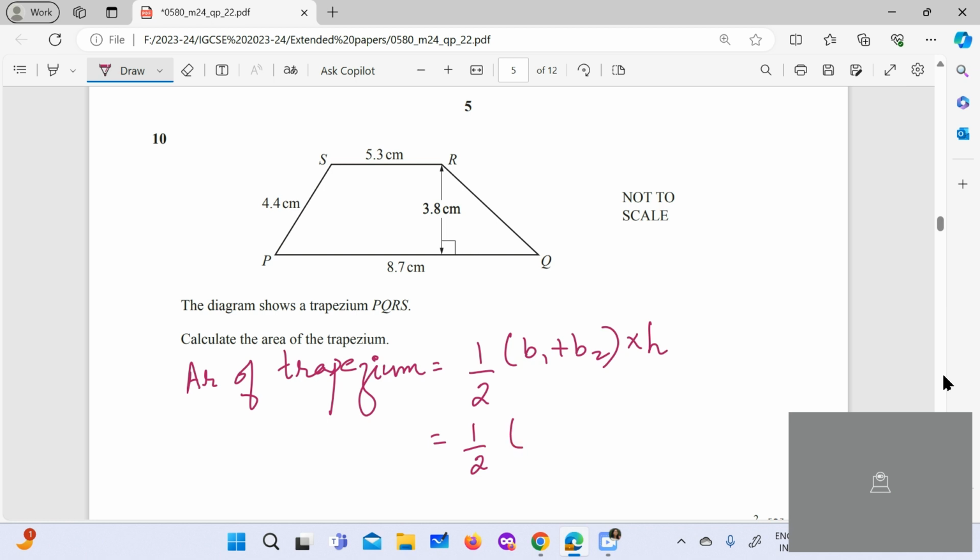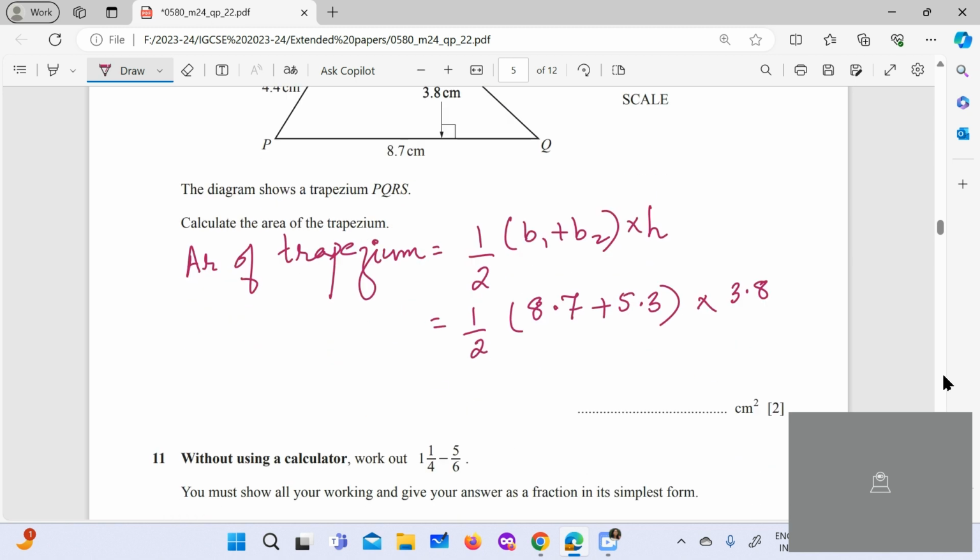We will take this 8.7 and base 2 is 5.3. So 8.7 plus 5.3 times height. So this length is your height, that is 3.8. And now you can input all these values in your calculator and get the answer directly. So it will be half times 14 times 3.8, which will give us 26.6. You have to be good at using calculator.